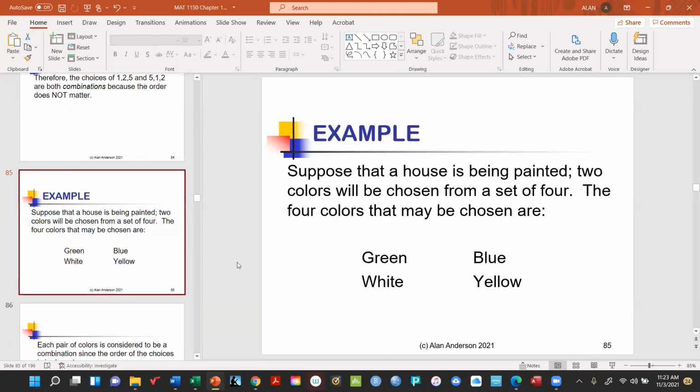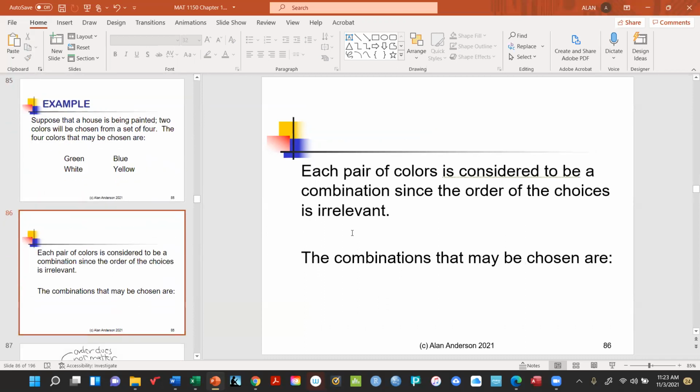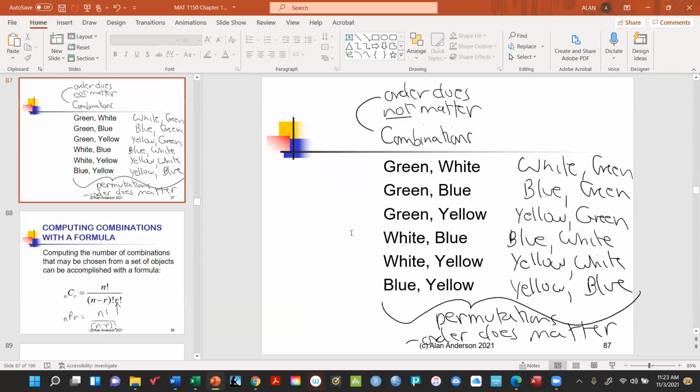Here's another quick example. You're picking out 4 colors to paint your house with. Again, the order in which you pick your colors doesn't make any difference. So with 4 colors, it turns out that you can choose, I wrote them all down here, 6. I basically just listed them all, but this is the key detail.